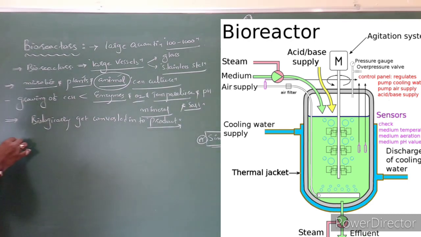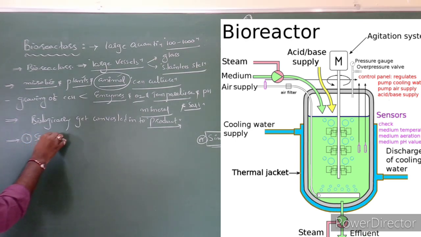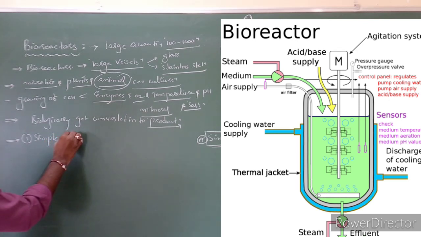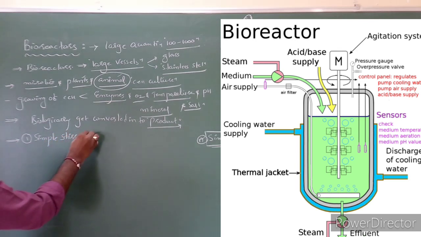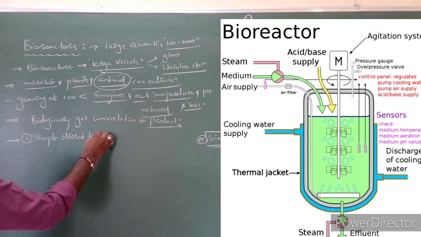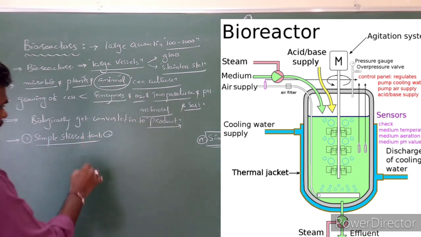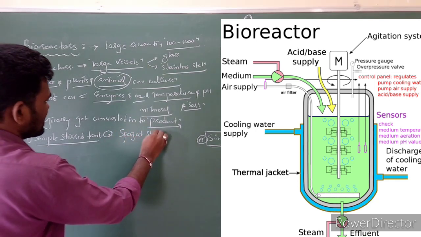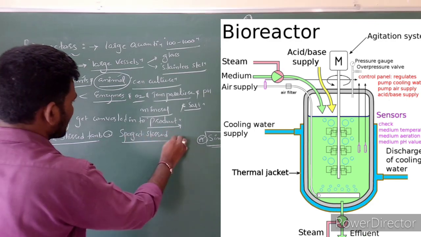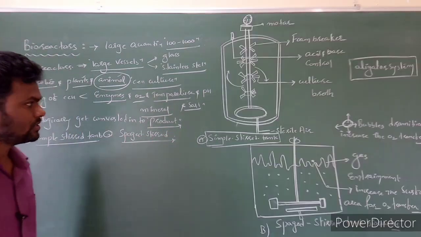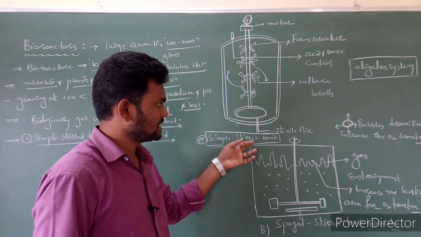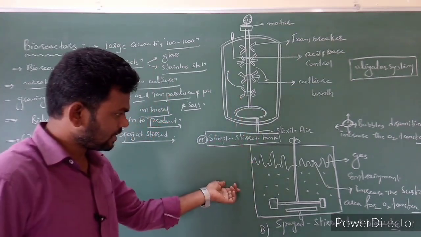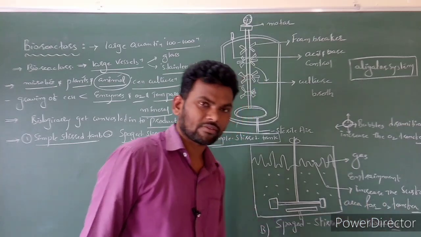Here, mainly in the NCERT, two bioreactors are given. The first bioreactor is the simple stirred tank, and the second one is the sparged stirred tank. Bioreactors are nothing but tanks. So the first one is the simple stirred tank, and the second one is the sparged stirred tank.